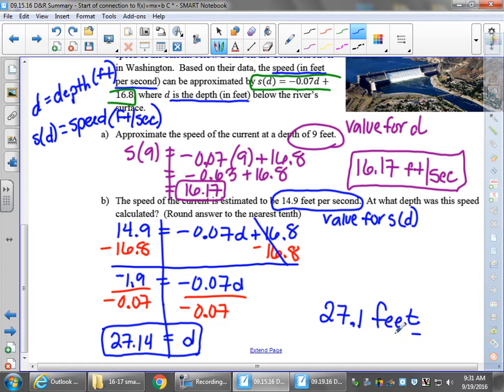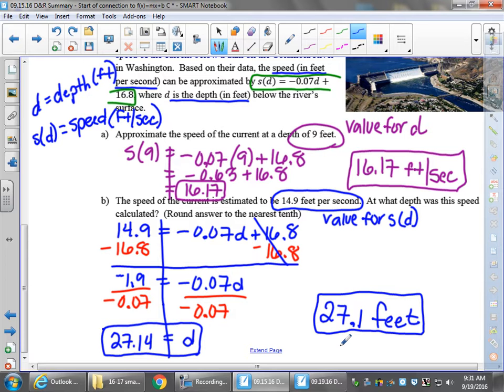This is the minimum. The minimum is putting a label. It's nice if we take it one step further and write a sentence. Like, if the current is at 14.9 feet per second, it means you're at a depth of 27.1 feet. But I will just accept an answer with a label. That's fine.